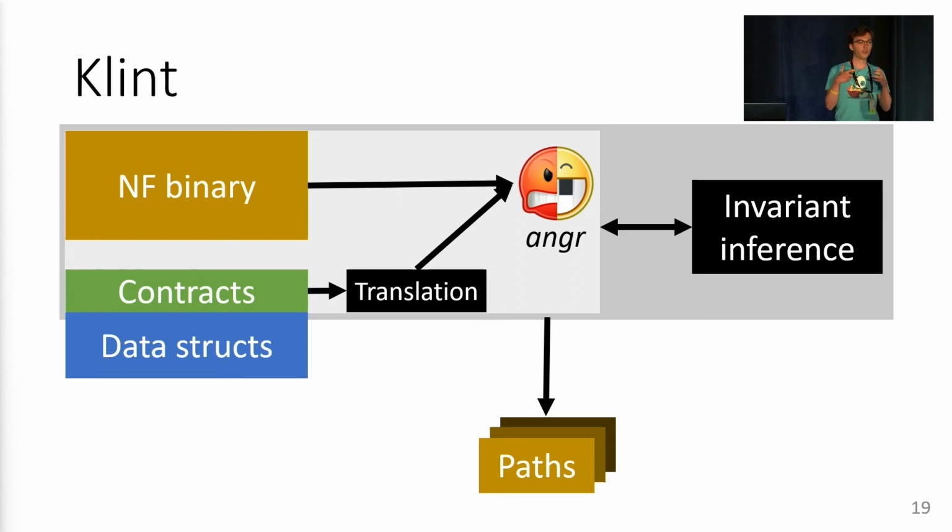And so angr is going to symbolically execute the network function binary, and anytime there is a call to a data structure, since data structure code is too complex for symbolic execution, we're going to execute the translation of the corresponding contract instead.